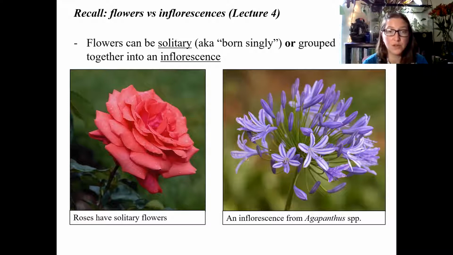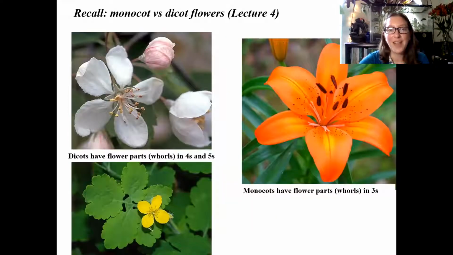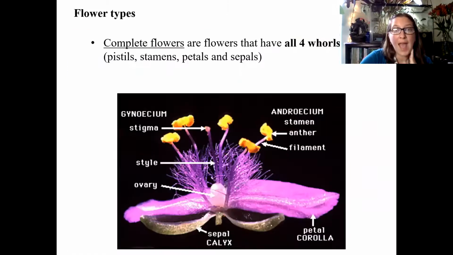So this rose here shown on the left is an example of a solitary flower. And this agapanthus on the right is an example of an inflorescence. And you may recall that I also taught you that the sunflower should be called a sun inflorescence, right? Because it's not one flower. We did this in lecture 4 as well, talking about how to distinguish dicot flower versus a monocot flower, right? And so now these are going to be some new things. We're just going to learn 4 new terms about flowers.